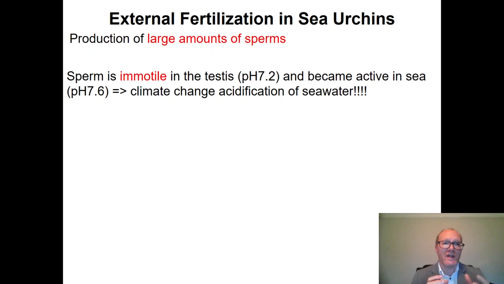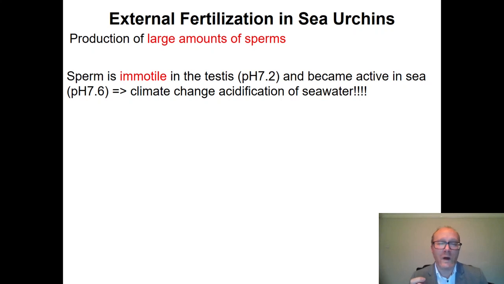And the reason why they change from being immotile to motile is the pH of the testes compared to the seawater. Indeed, the pH of the testes is a bit more acidic, so pH is 7.2, compared to seawater, which is a bit more basic, pH 7.6. Why do I mention this? I think it is important to mention this in relation to climate change.